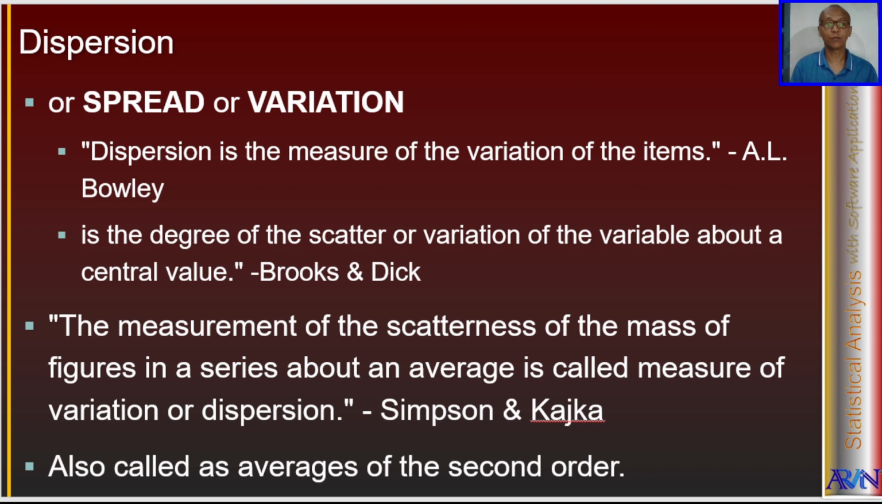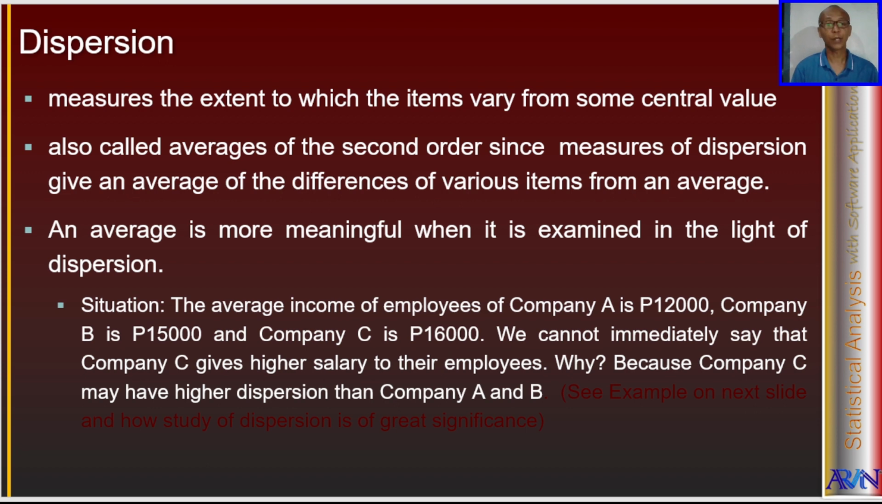It is the measure of the variation of the items by Bowley. It is the degree of the scatter or variation of the variable about a central value. It also is the measurement of the scatterness of the mass of figures in a series about an average. And dispersion is also called averages of the second order. Dispersion measures the extent to which the items vary from central value. Take note that an average is more meaningful when it is examined in the light of dispersion.